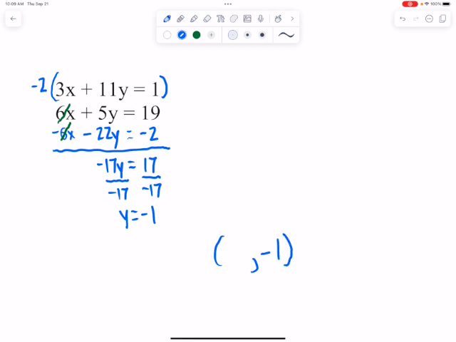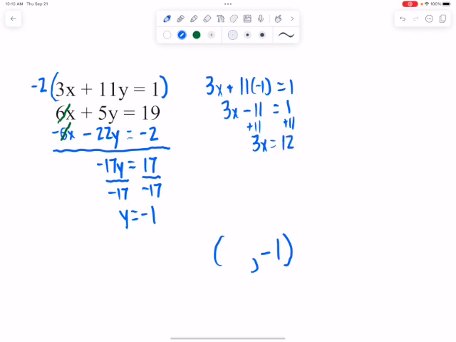To find x, I'll put in -1 for y in my first equation. 3x plus 11 times -1 is equal to 1. This leaves me with 3x minus 11 equals 1. I add 11 to both sides, giving us 3x equals 12. To finish, we divide by 3, and we end up with x equals 4. So 4 comma negative 1 will be our solution to this system.